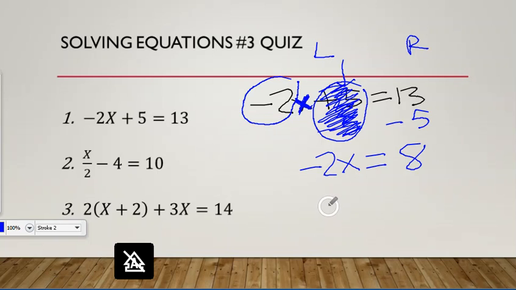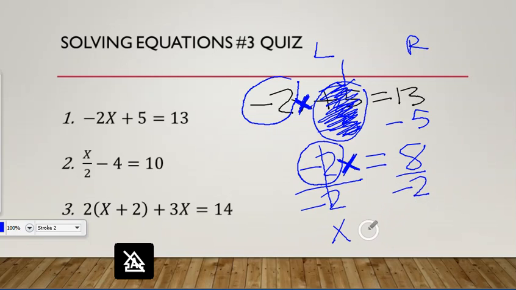From there, remember, we're still trying to isolate this x. So our next step is to get rid of the multiplication of negative 2. The only way you can get rid of a multiplication is by using division. You have to divide this side by negative 2. That will give us a 1x. And then because we divided the left side by negative 2, we have to divide the right side by negative 2. 8 divided by negative 2 equals negative 4. X equals negative 4. That is our solution.